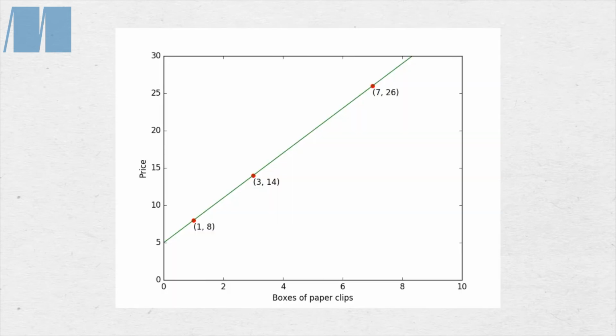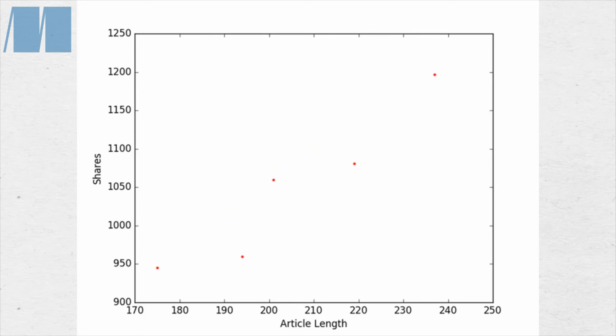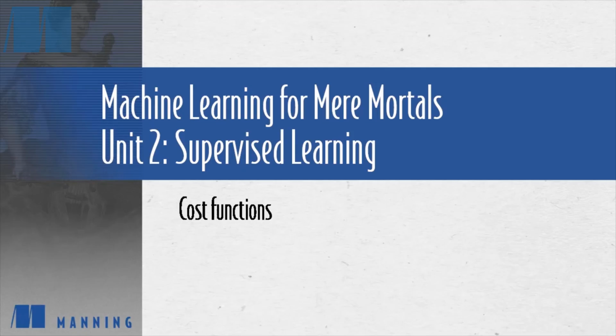Okay, so we started with an example where all of our data points are on the same line. But what if they're not? What if it was more like this? Well, we can still make a line that best fits the data. We just have to work a little harder. So in the next module, we're going to look at cost functions and the graphs they make.